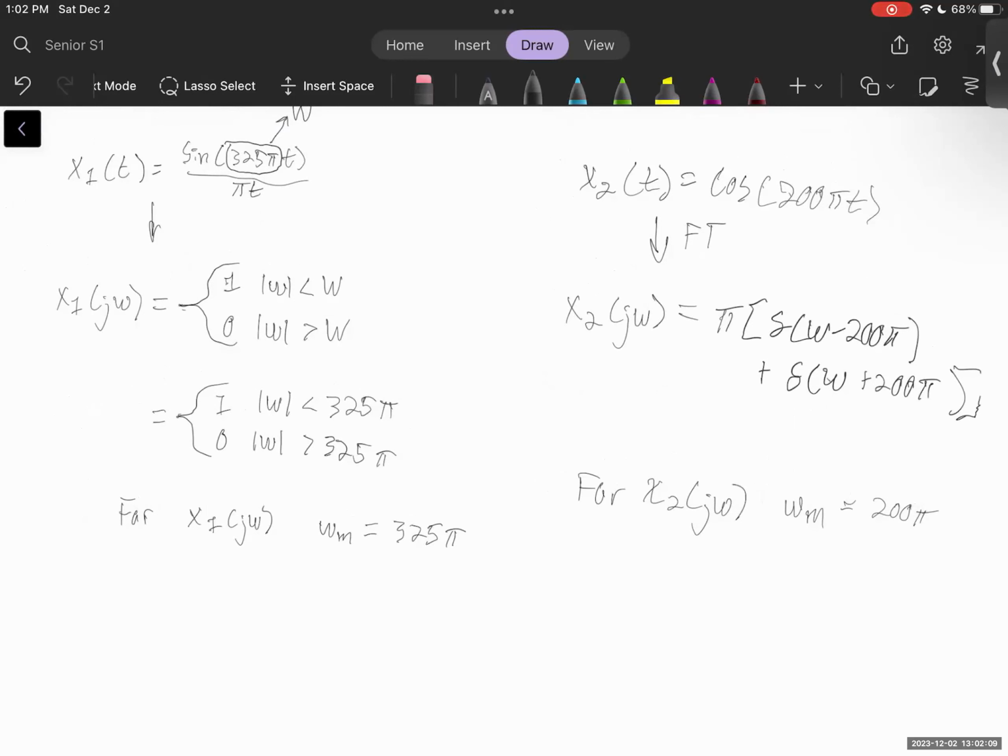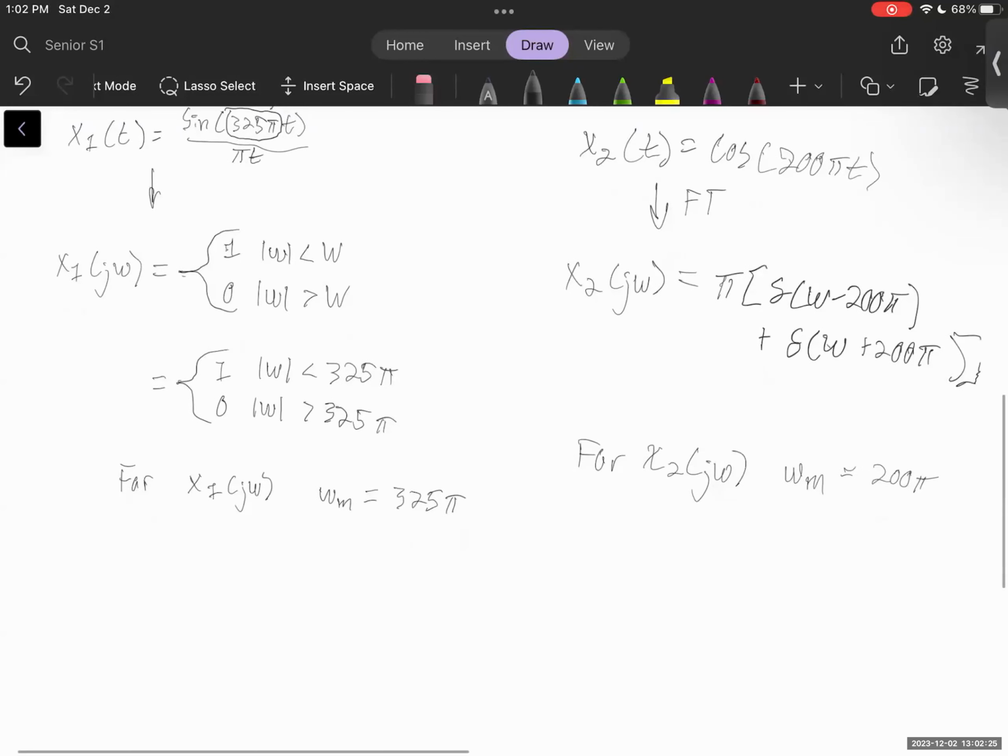Yeah, it's the sinc function. Make sure you're looking at the continuous one. Let's double check that. Okay. Are we good? Perfect. Any other questions?